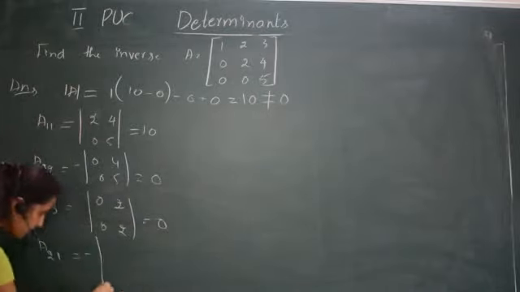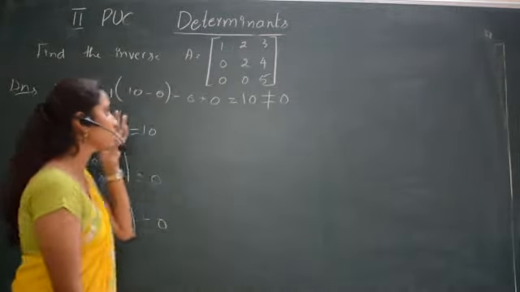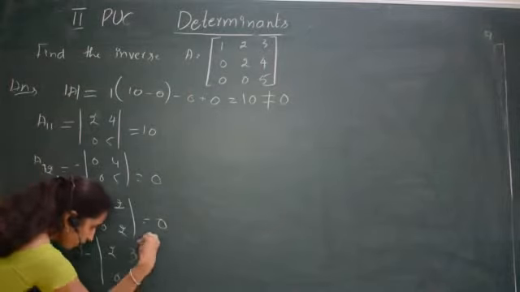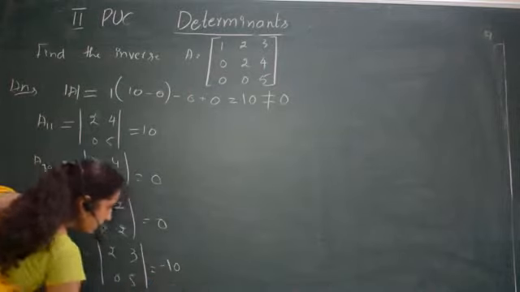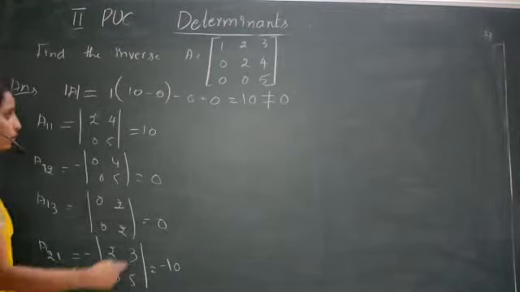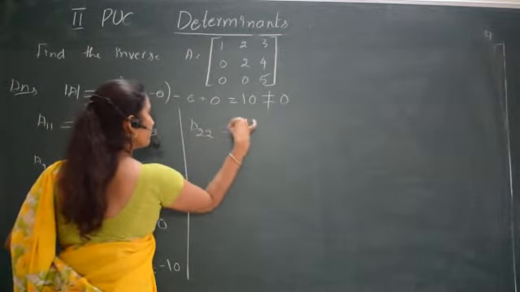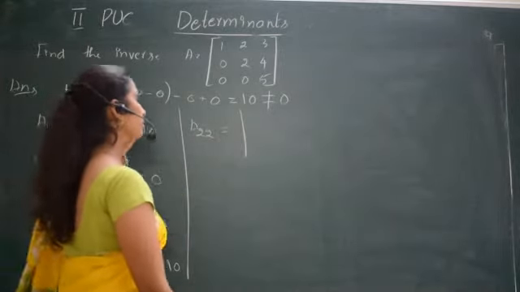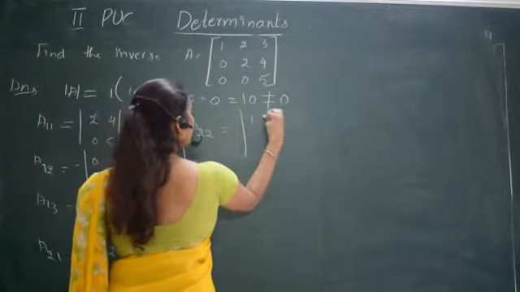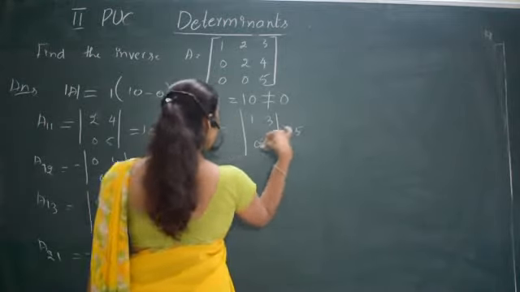Then A21 is minus. By deleting this and this, we get 2305. This will be minus 10. Then A22 is plus now. A22 is obtained by deleting the second row and second column. So 1305. So this will be 5 itself.